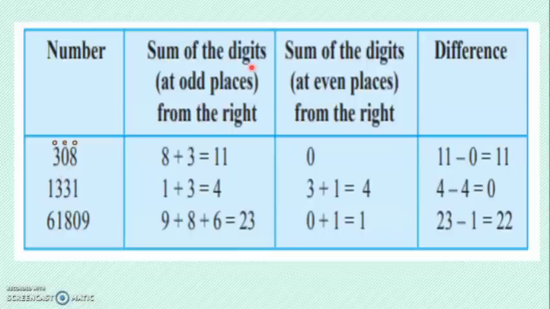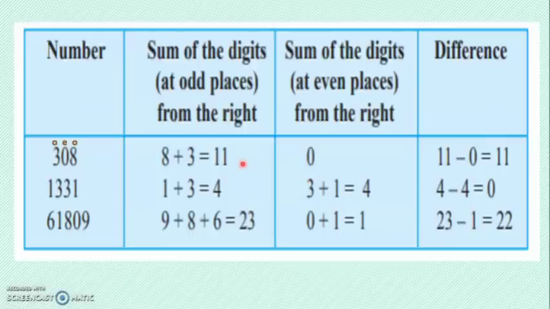We are finding the sum of digits at odd places from the right, here in this column. Okay. First we are identifying the sum of odd places. We got 8 and 3. 8 plus 3, you got 11. Okay. Now only one digit is left, which is in the even place. Here we have to find the sum of digits at even places from the right. Again we got only one number in the even place, so we wrote it here.